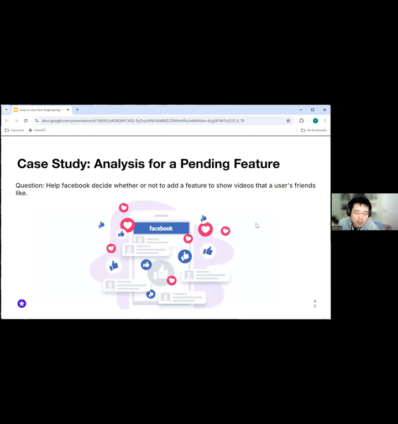So this is a case study for project management roles. The question is to help Facebook decide whether or not to add a feature to show videos that a user's friends like.